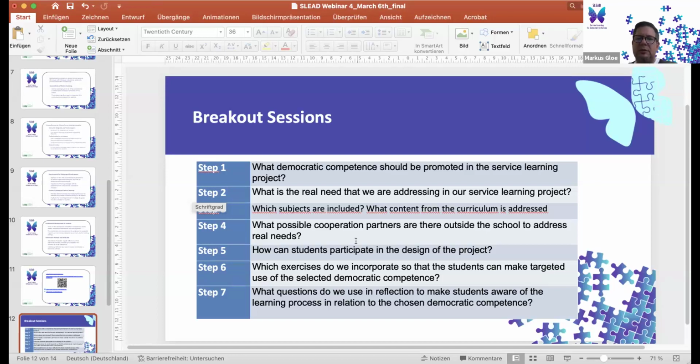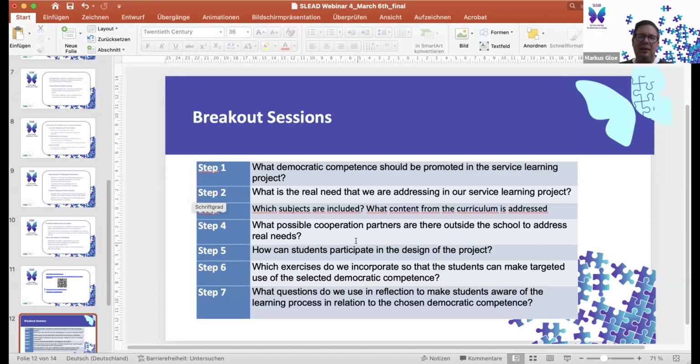So what questions do we use in the reflection to make students aware of the learning process in relation to the chosen democratic competence? You will be guided by the facilitator through the 7 steps. And hopefully you are creative and motivated to develop your own service learning project.